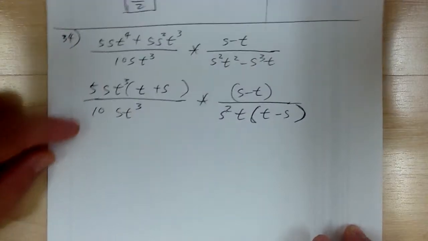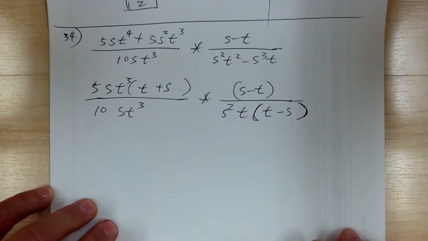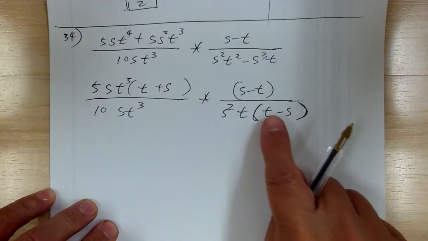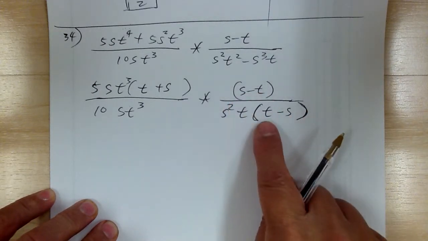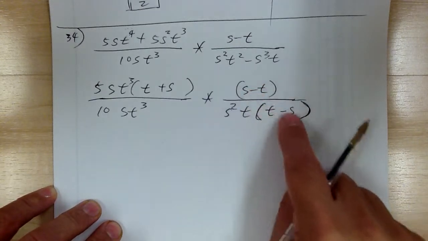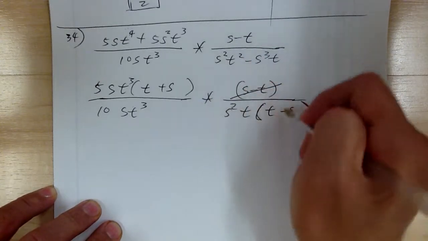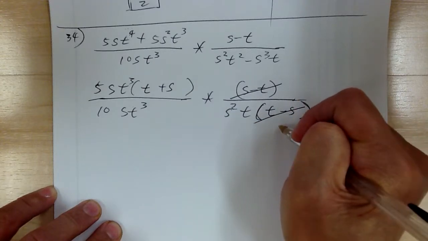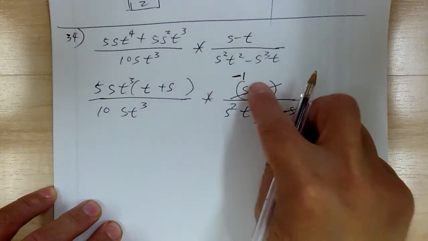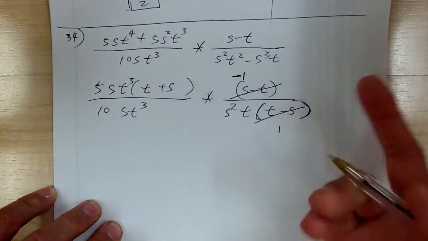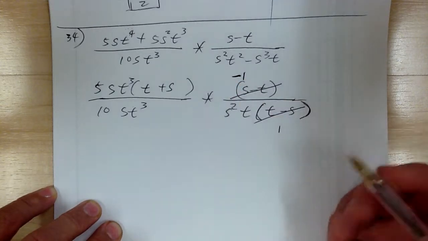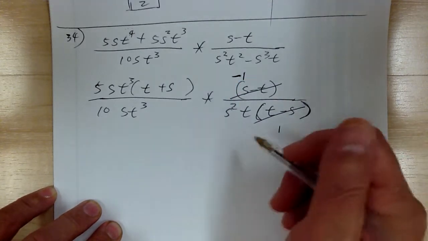Once you're done factoring, you can start to cancel things out. Let's see what we got. This is s minus t, this is t minus s. When you cancel out, you're going to get negative 1. Remember, they are reverse of each other, so when you cancel out, it's not equal to 1. It equals negative 1. Watch for that. When subtraction is reversed, you can cancel, but it's going to equal negative 1, not 1. After that, you can start to cancel the numbers.